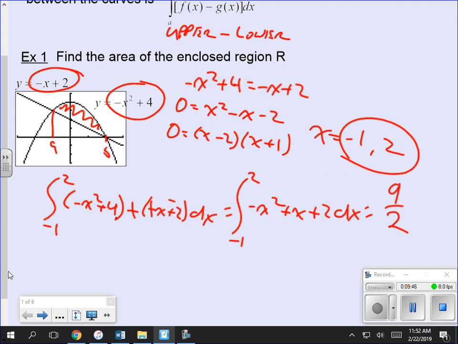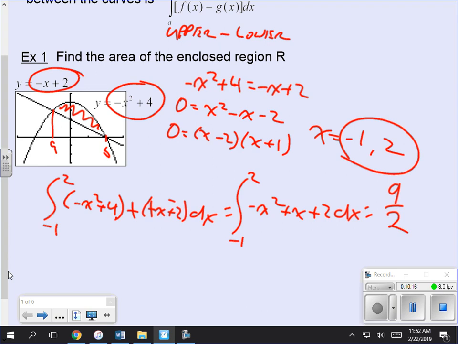If I take 0 and plug it into this, I get 2. Take 0, plug it into that, I get 4. Which one's more? 4. So this is my upper curve. This is my lower curve because at some point in between, it literally has a higher y value and a lower y value. That's what you do. You plug some point in between the bounds into the two equations, whichever one gives you a higher y, that's the upper curve. Whichever one gives you a smaller y, that's the lower curve. So you can always test that.